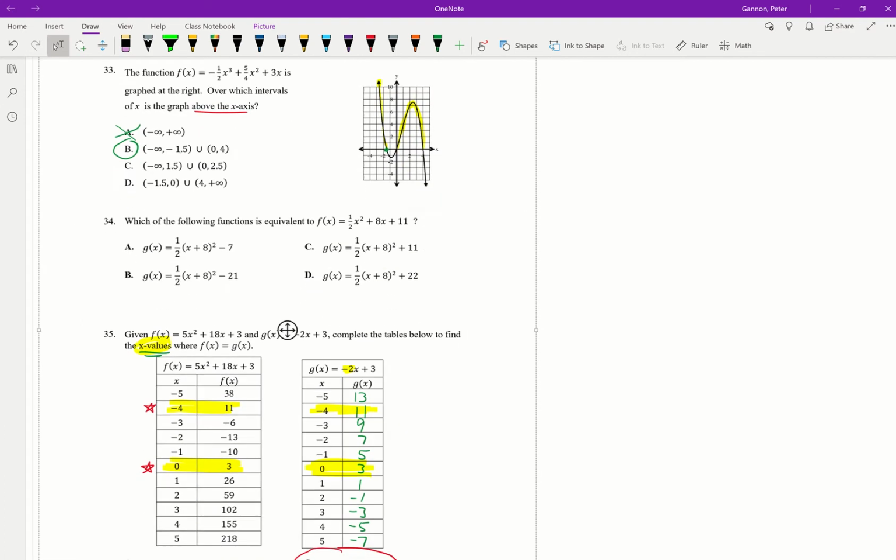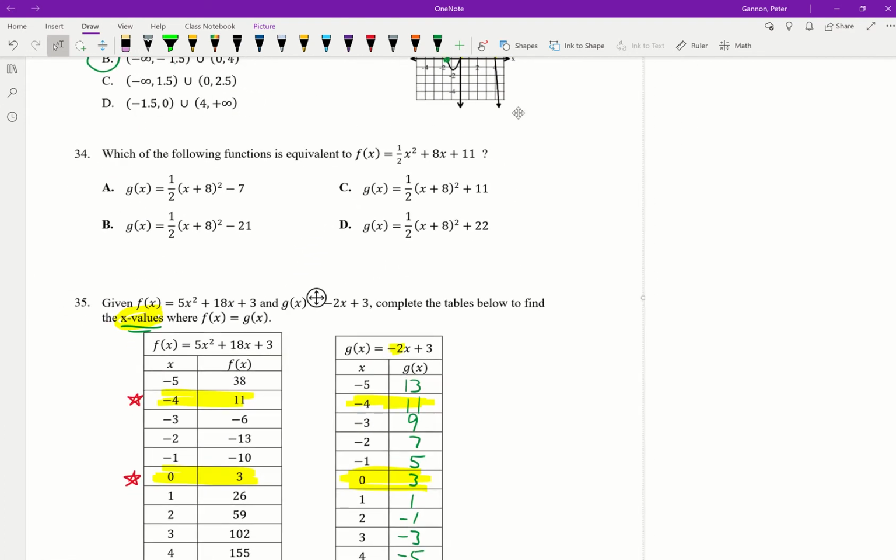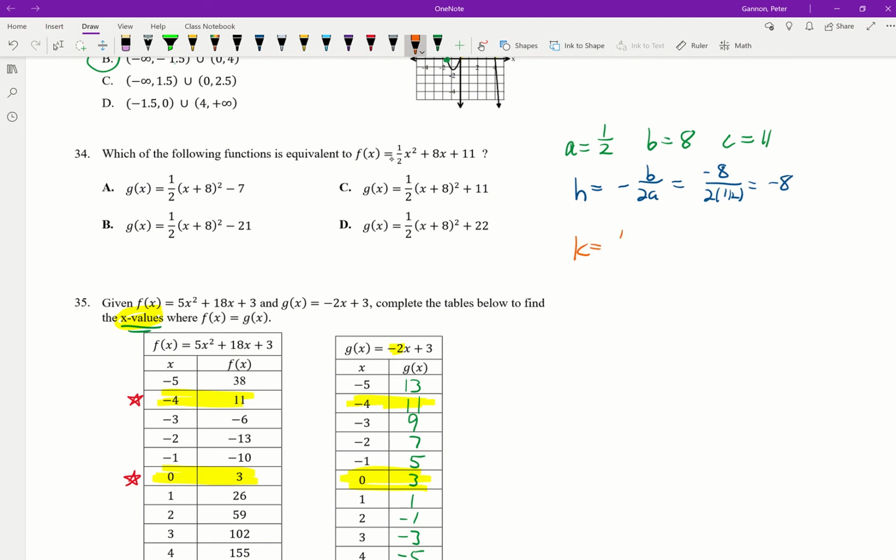All right, keep moving. We've got number 34. It's asking which of these functions is equivalent to f of x, which is 1/2 x squared plus 8x plus 11. This is standard form. We're going to have to convert it to hk form. So you find a, b, and c. All right, then you're going to find h using negative b over 2a. So negative 8 over 2 times 1/2 is negative 8. You're going to find k by plugging in.